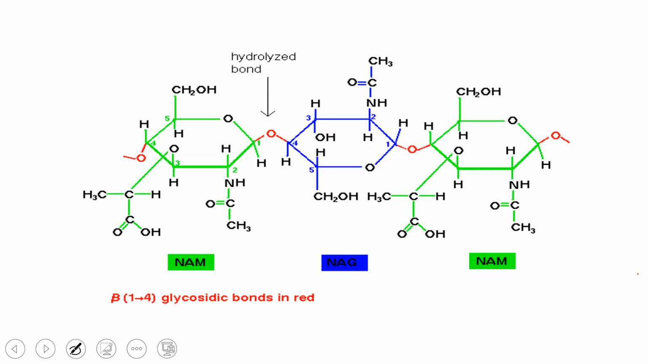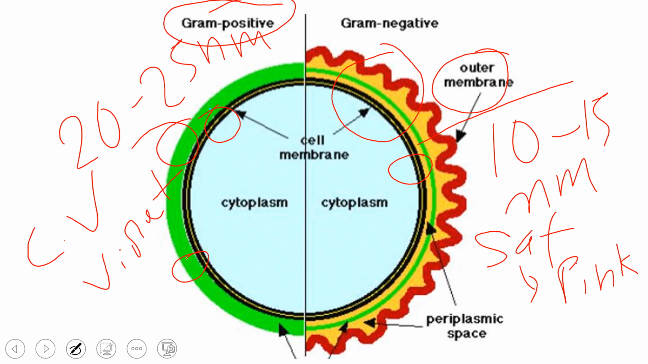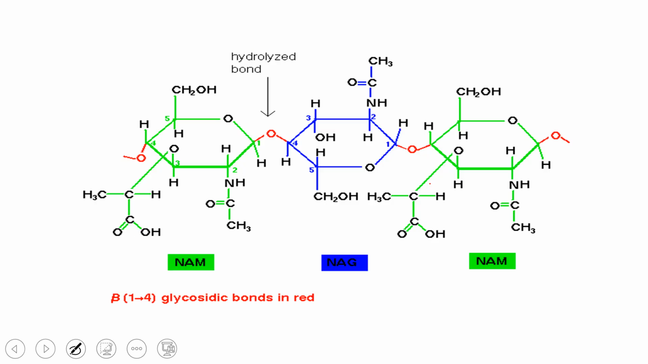So let's see here. This is about the peptidoglycan layer, and how the peptidoglycan layer is formed. I am not talking only about the cell wall, I am talking about this peptidoglycan layer that is present in the gram-positive as well as the gram-negative bacteria. The peptidoglycan layer is composed of NAM and NAG. NAM stands for N-acetyl-muramic acid. I repeat, NAM stands for N-acetyl-muramic acid, whereas NAG stands for N-acetyl-glucosamine. So these are the NAM and NAG.